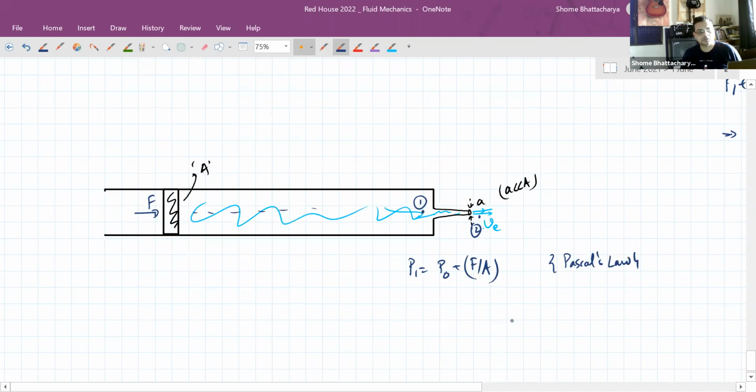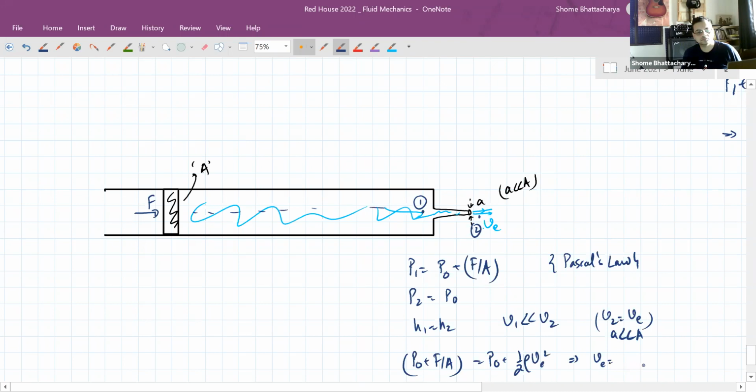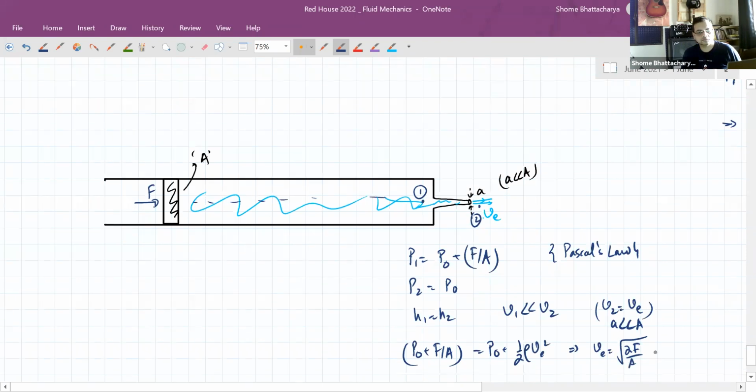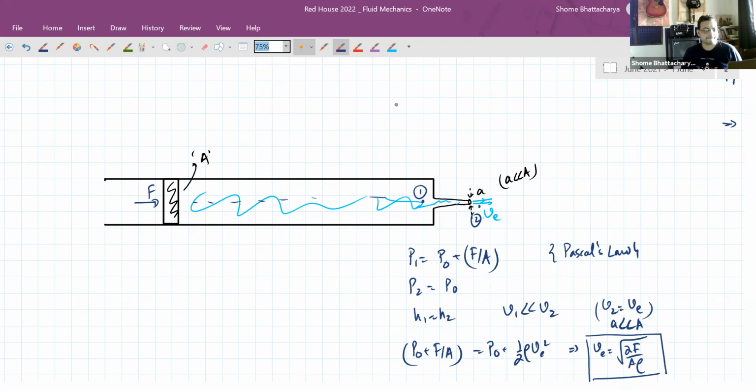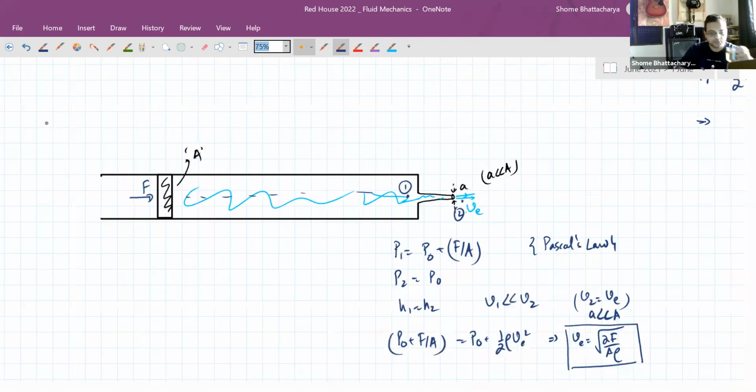H1 is equal to H2. V1 is negligible compared to V2 because V2 is the efflux velocity and a is very small compared to A. So we have all these various different types of situations.